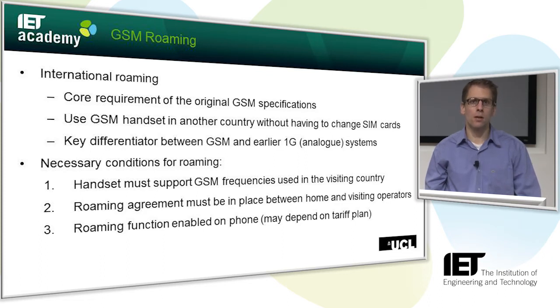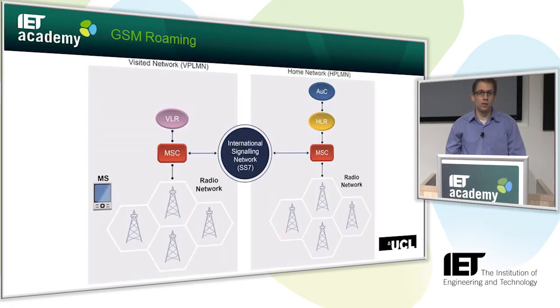First, the handset must be able to transmit and receive on the frequencies used by the GSM network in the visiting country. Second, a roaming agreement must exist between the subscriber's home operator and the operator to which the subscriber will connect to in the visiting country. Finally, the roaming function must be activated on the handset, a feature which is sometimes determined by the tariff plan. This diagram gives a simplified overview of roaming.